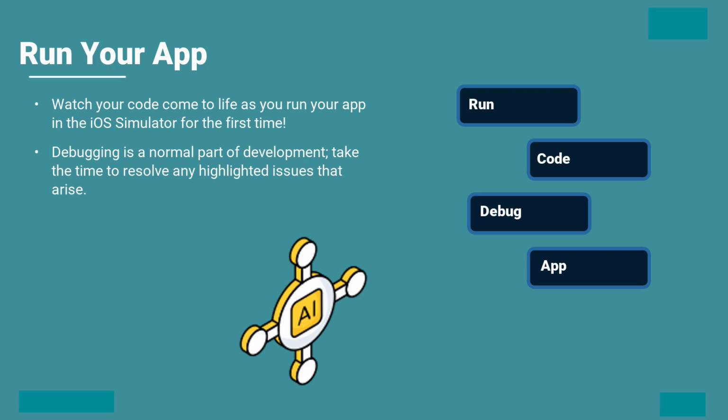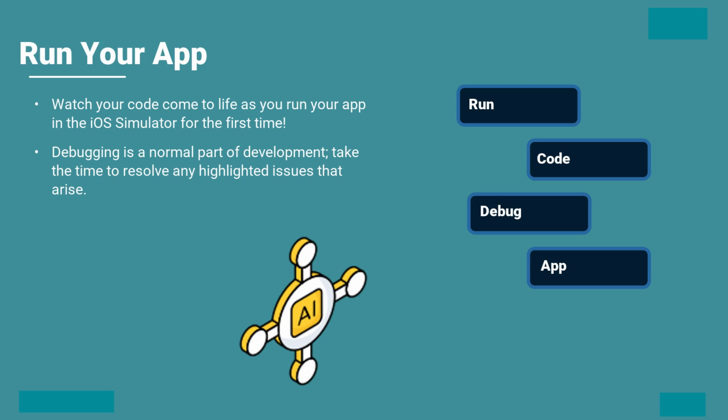Now, if an iPhone model isn't already visible, just select one from the drop-down list right next to the play button. All right, once the application launches, you should see a white screen with your welcoming message right in the center. Congratulations! You have successfully installed Xcode, created a new project, and even coded your very first app.